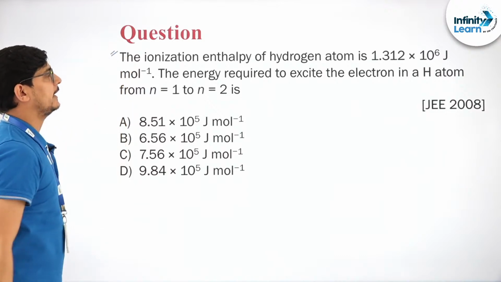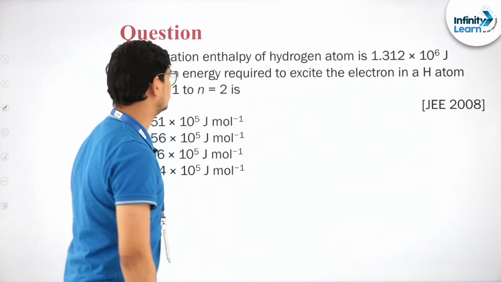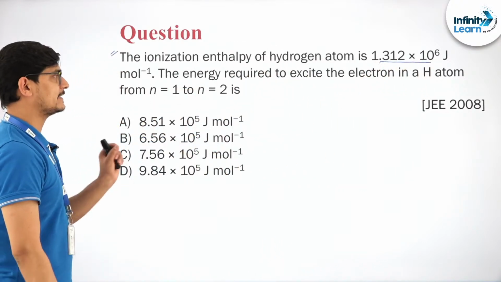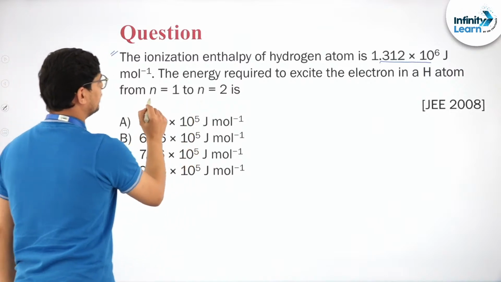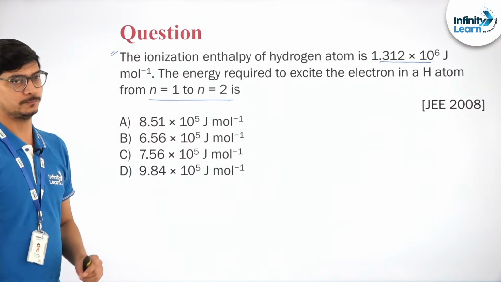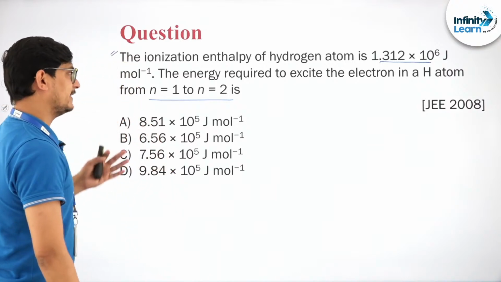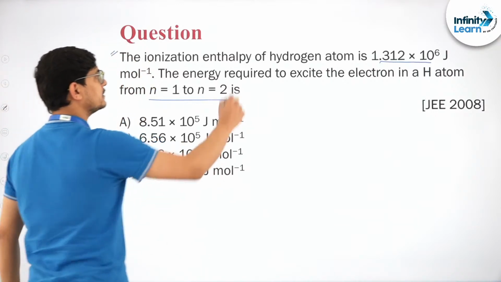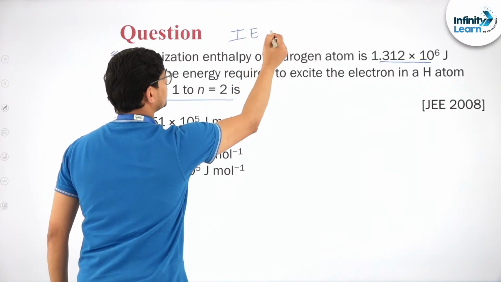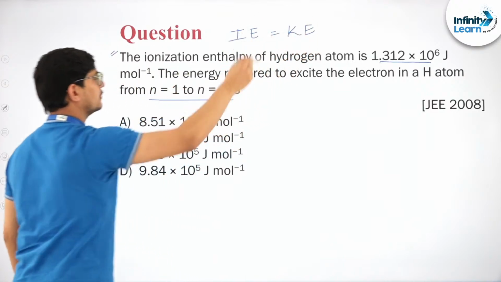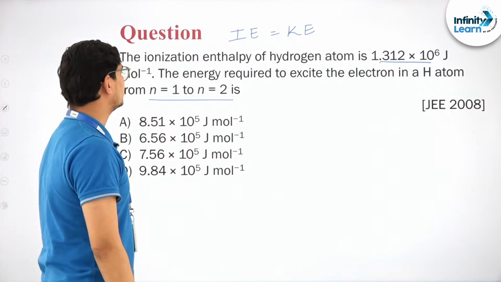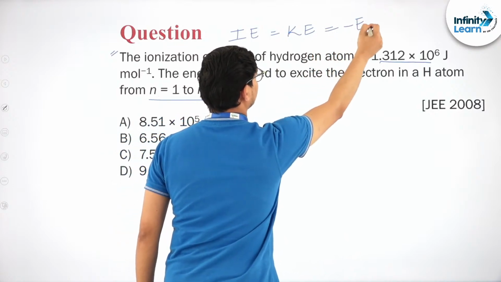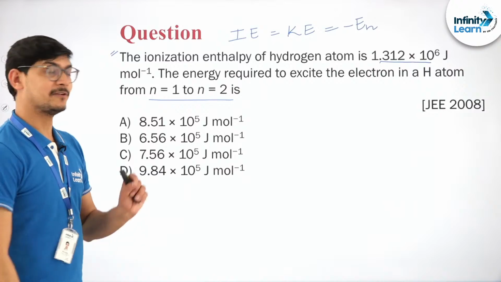The ionization enthalpy of hydrogen atom is given to you in this question, and what is asked is the energy required to excite the electron in a hydrogen atom from n is equal to 1 to n is equal to 2. Simple question, okay? Now again, please go back to our second video, and there we have discussed that the ionization enthalpy of electron is nothing but the kinetic energy of electron in magnitude, right? In magnitude. Is that clear? Okay. And what is the kinetic energy equal to? It is equal to the negative of electronic energy.